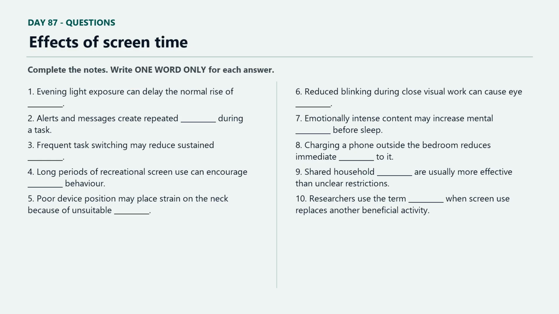Strict limits without discussion may fail when schoolwork, transport, or social contact genuinely requires a device. Flexible rules can still be consistent if the reasons for exceptions are understood.